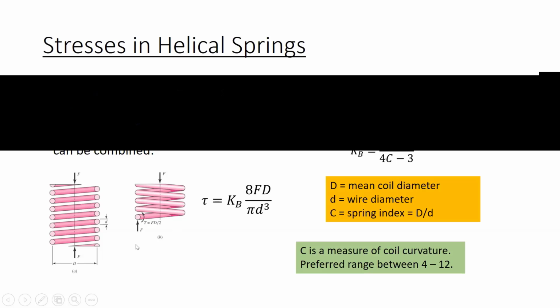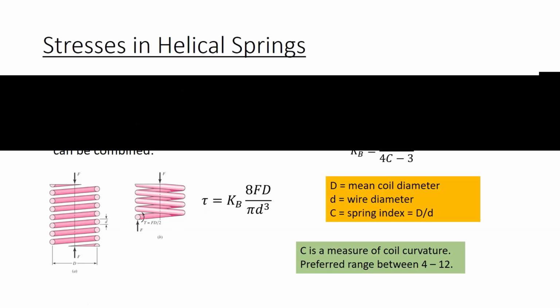So let's talk about the stresses in helical springs. A round wire helical compression spring can develop shear stress due to direct shear force, shown here as F, and a torsional moment or a twisting of the spring wire. These 2 shear stresses can be combined into one shear stress in helical springs. It's given as a pretty simple formula.